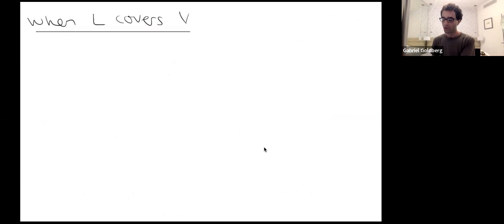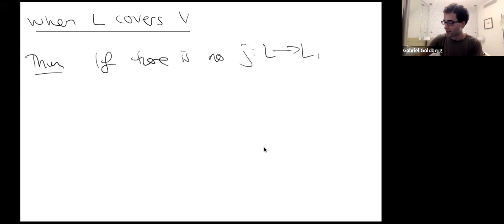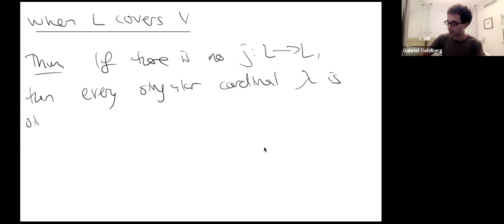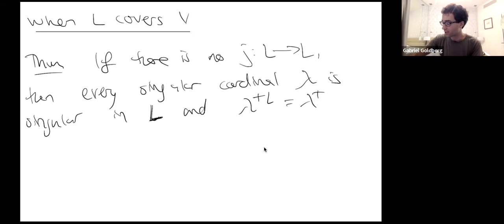So first, when L covers V, so the situation when there is no elementary embedding from L to L, and instead every set can be covered by a constructible set. So in this case, you have this consequence, for example, then every singular cardinal is seen to be singular inside of the constructible universe L, and L can actually correctly compute the successor of lambda.